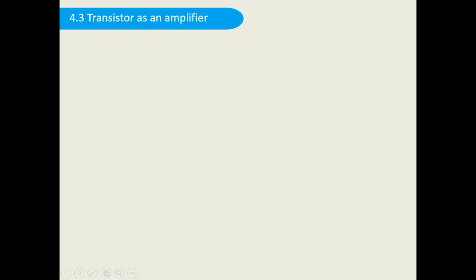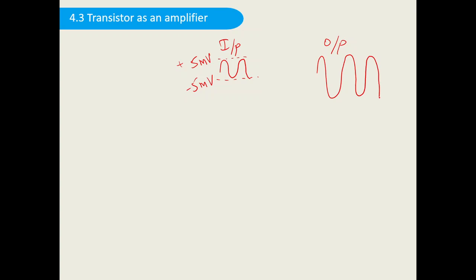So amplification means if suppose this is the input signal, this is the weak signal, which is of only 5 millivolt in magnitude, peak to peak. This is plus 5 millivolt, this is minus 5 millivolt. And if suppose the output we are getting is the amplified one, the frequency will remain same, but the amplitude is going to increase. Suppose it is made to plus 2 volts and minus 2 volts. So from millivolt it is getting converted into volts. So that means we are actually amplifying the signal.